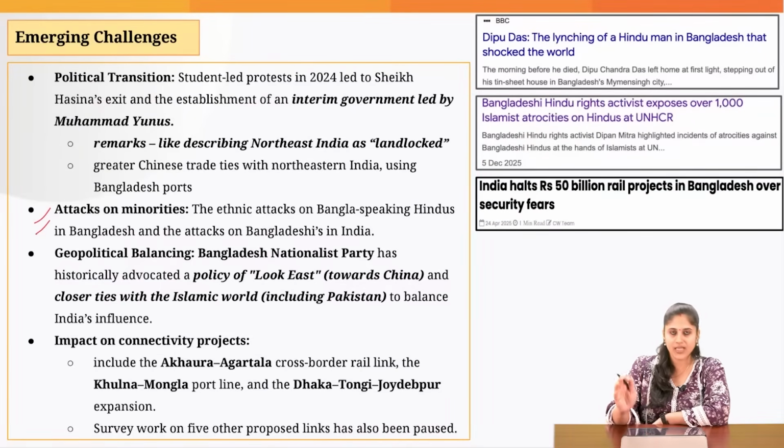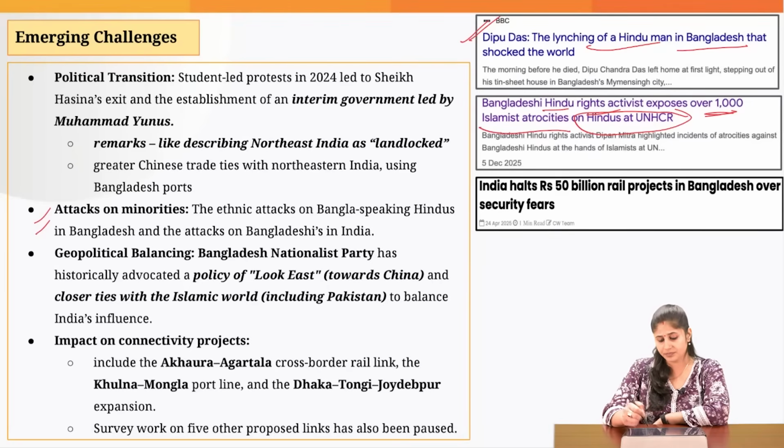Then, after the ouster of Sheikh Hasina, constantly we are seeing attacks on minorities. You see, Dipu Das, a Hindu man who was living in Bangladesh, was attacked. And this was something which was highlighted by activists also, that over 1,000 Hindus have been attacked in Bangladesh. So this is deteriorating the condition between the two countries.